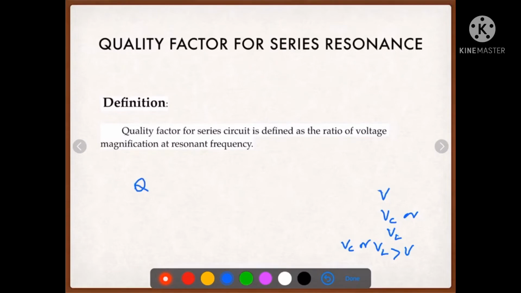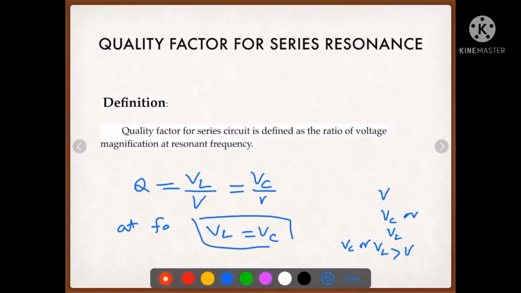So we can say Q will be VL upon V or VC upon V. As we know, at resonance frequency, that is F naught, Vc is equal to VL. So we can use either value of voltage, it is going to be the same. Okay, so this is one more formula for quality factor.